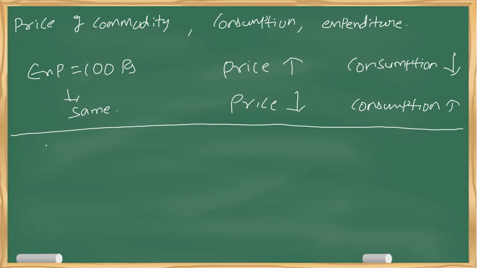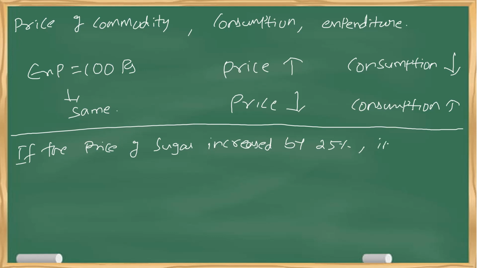Simple example. If the price of sugar increased by 25 percentage, in order to maintain the same expenditure, the percentage of consumption reduced is.